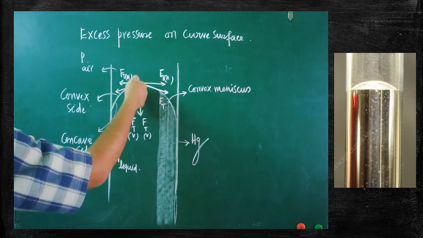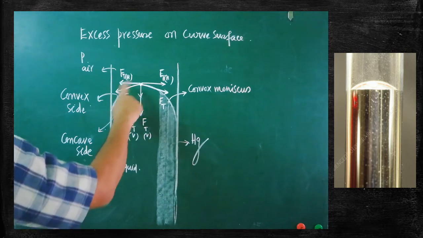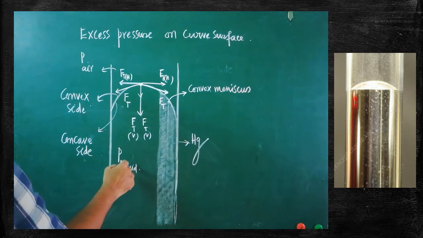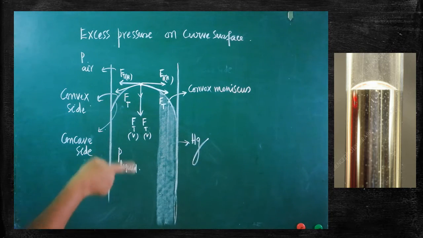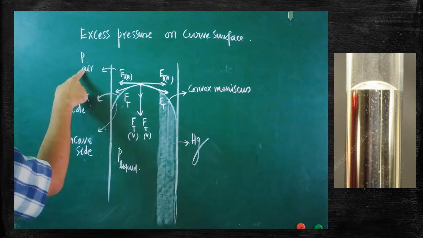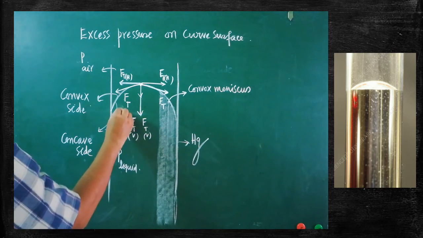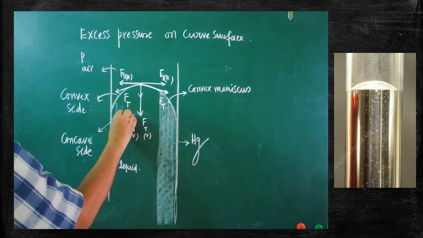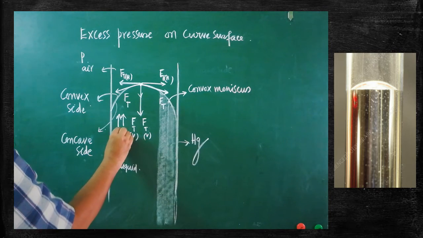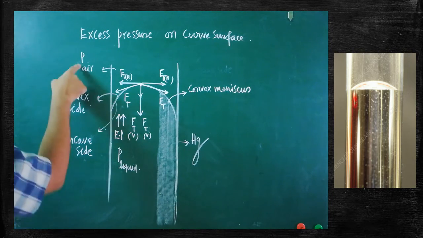Therefore there is a pull due to the vertical component. So this surface must be in equilibrium, no? Therefore the excess pressure will act. How will you calculate the excess pressure? Here we have to consider two pressures. One is due to liquid and another one is due to air. The difference in pressure between these two is called what? Excess pressure. Understood? The excess pressure is nothing but the difference between pressure in liquid and pressure in air.